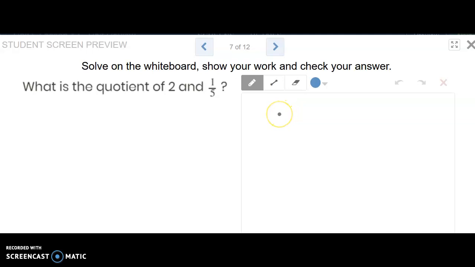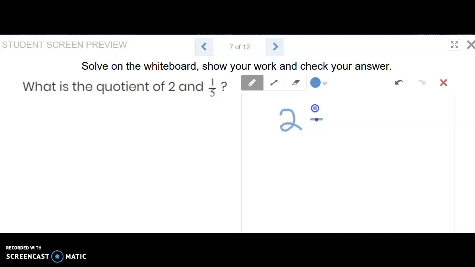Boys and girls, question number 7. It says to solve on the whiteboard, show your work and check your answer. What is the quotient of 2 and 1/5? All right, so we need to write that expression.